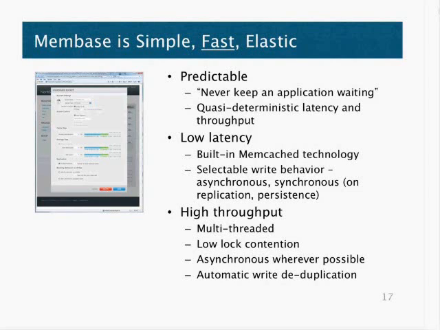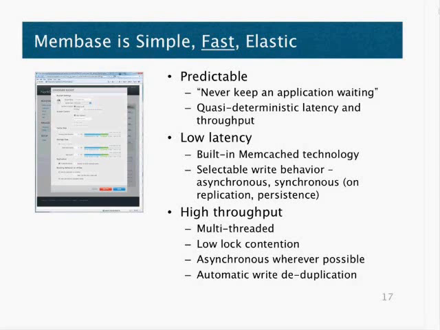High throughput is the other aspect, of course. If we want to serve lots and lots of users, you need high throughput as well as low latency. We achieve that by having the data path being fully multi-threaded. There is almost no lock contention, and that is done as part of the denormalization of the data with the key value principle.